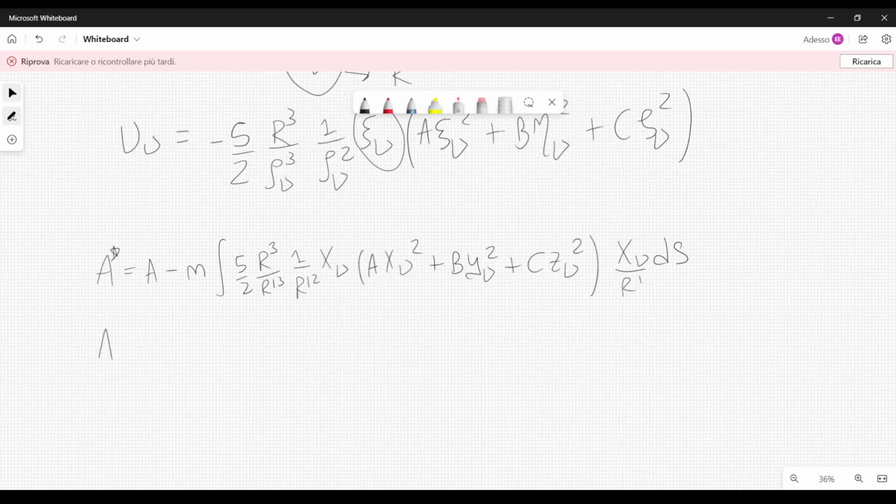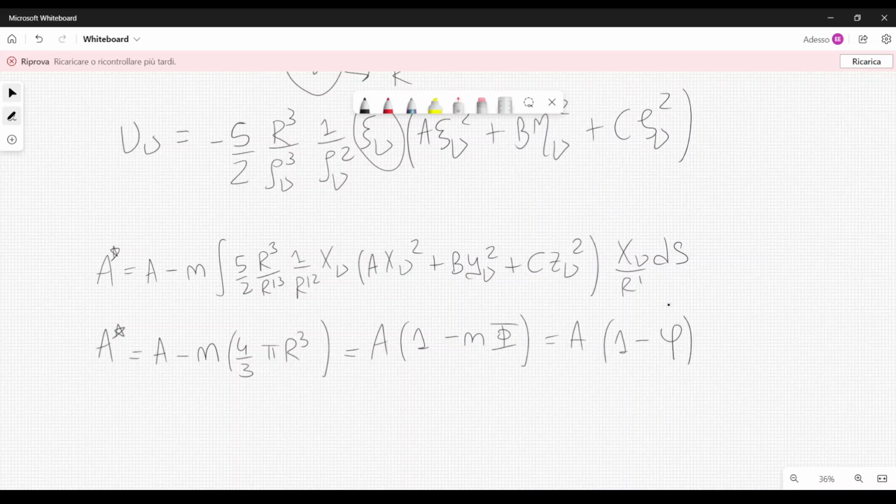After integration, you find A star equal to minus n 4/3 π r cubed, like this, which is equal to a times 1 minus nφ, or if you want, a times 1 minus φ, lowercase phi, because lowercase n will be capital N over V. It is the number of spheres per volume.